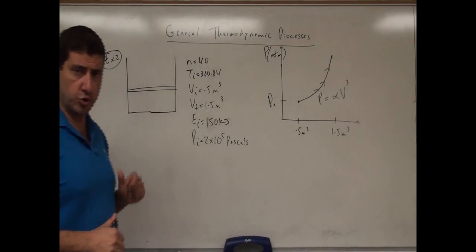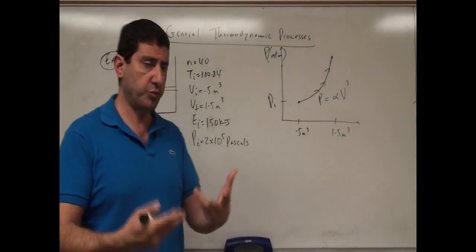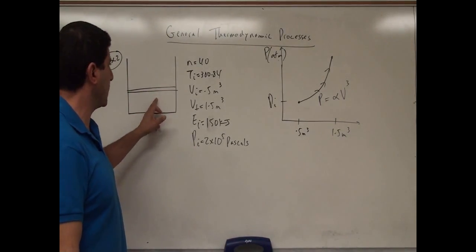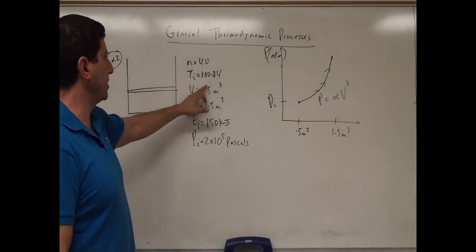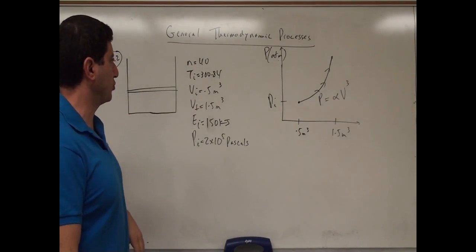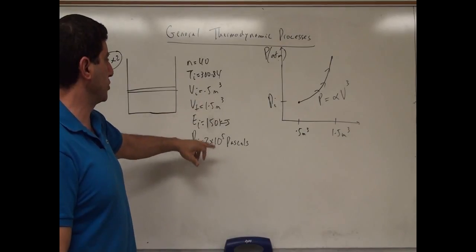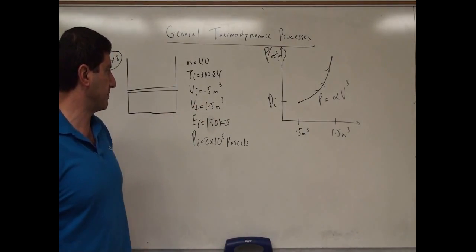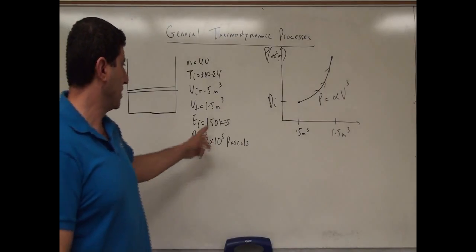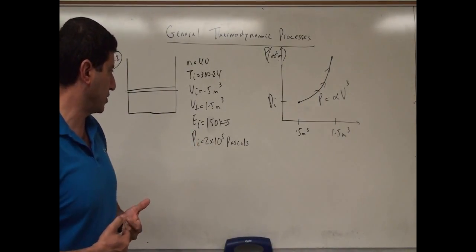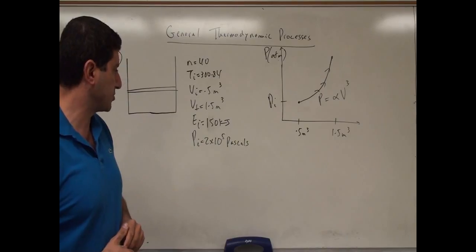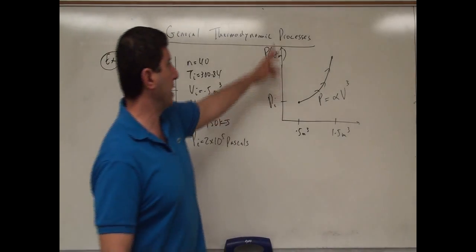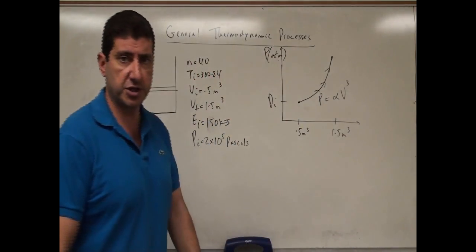Now I come to example 2. This one is going to be a follow-up to the previous example of a container of gas, the same number of moles, 40, the same initial temperature, 300.84, the same initial volume, the same final volume, so 0.5 cubic meters, the final volume 1.5 cubic meters, the initial internal energy is 150 kilojoules, the initial pressure 2 times 10 to the 5th pascals. Then we have here a graph of pressure versus volume.